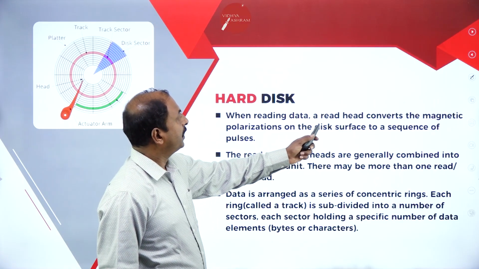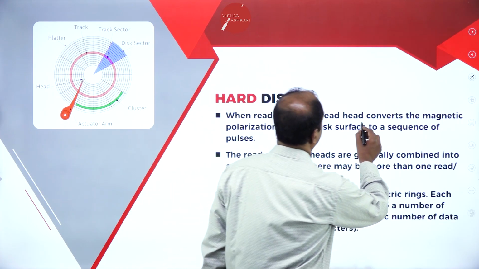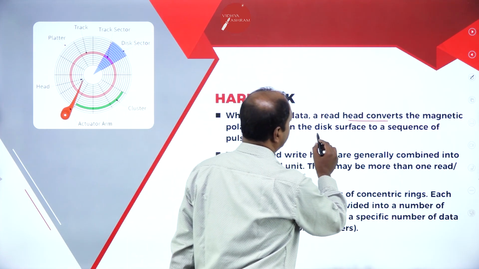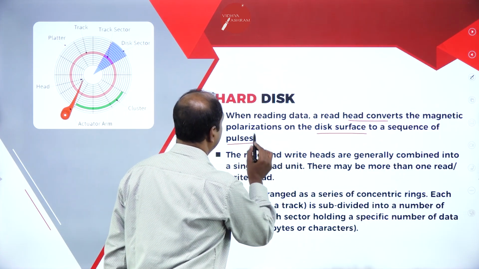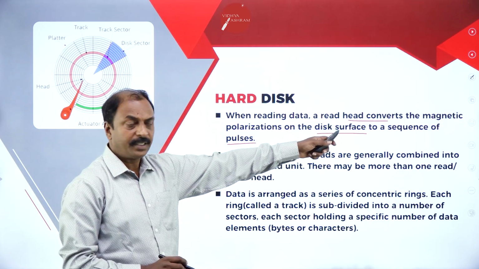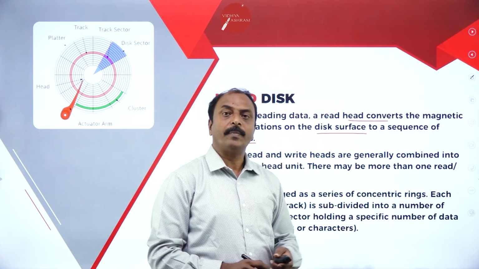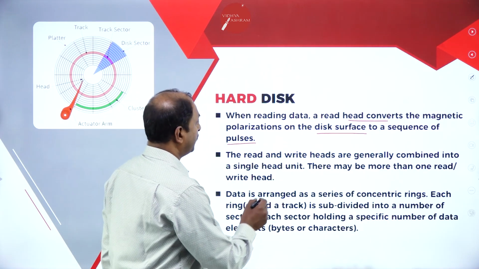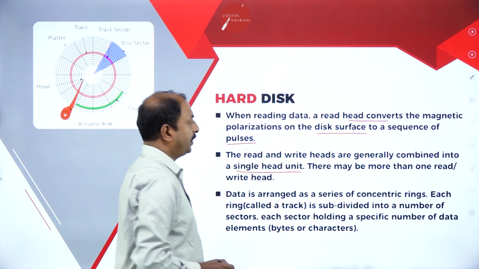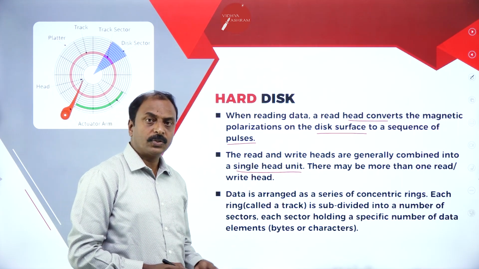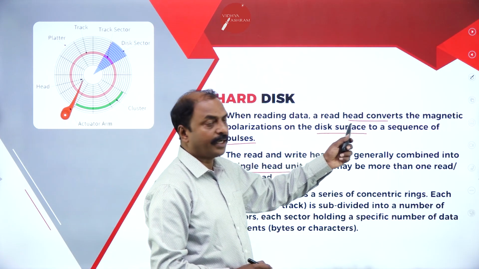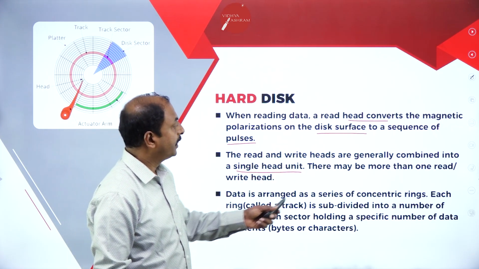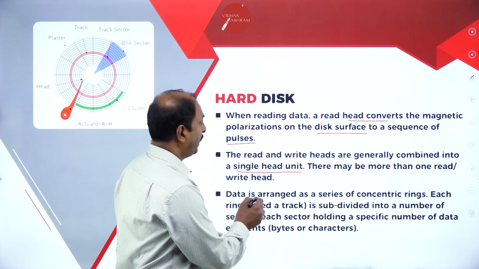When reading data, a read head converts the magnetic polarizations on the disk surface to a sequence of pulses. This is the function of the read head, and it works with the properties of magnetism. The read and write heads are generally combined into a single head unit. So the head contains the read and write head assembled in a single unit called the head. There may be more than one read-write head.